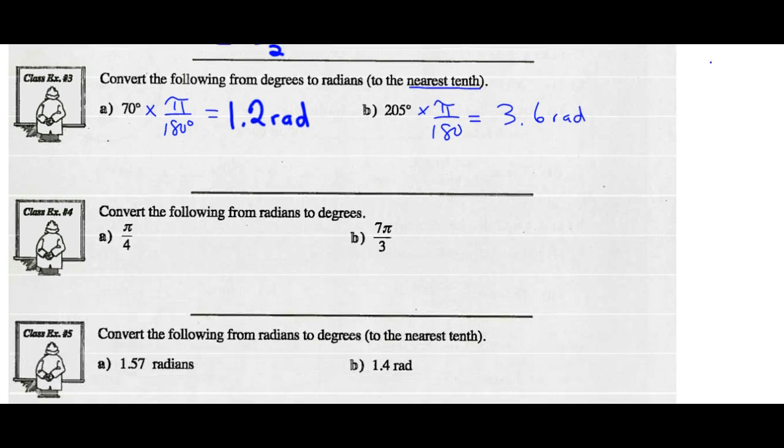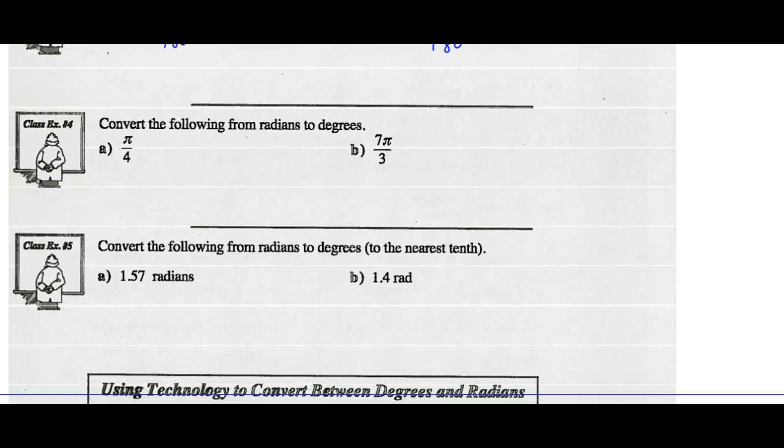Example 4. Convert from radians to degrees. So now I want to multiply by 180 degrees over pi. So now you know that our pi's would cancel out, so I've got 180 over 4. If you're not sure how to divide 180 by 4, you could use your calculator, but 1/4 of 180 is 45 degrees. All right.